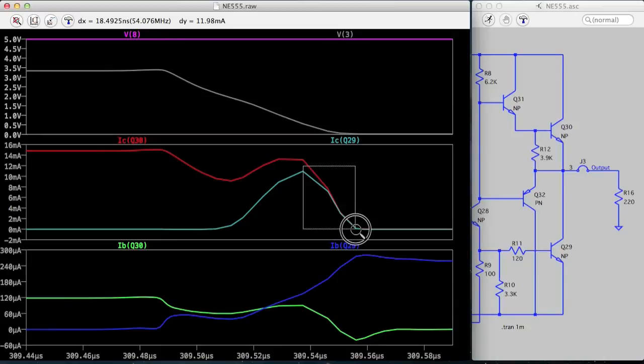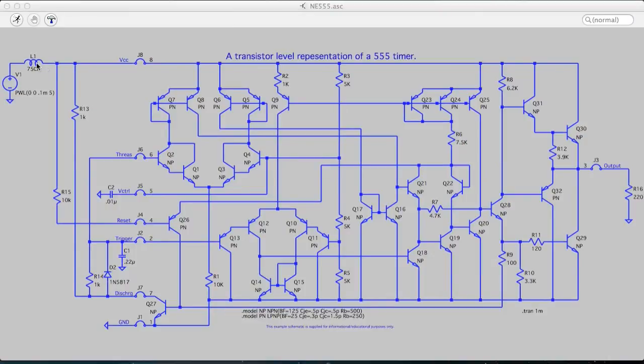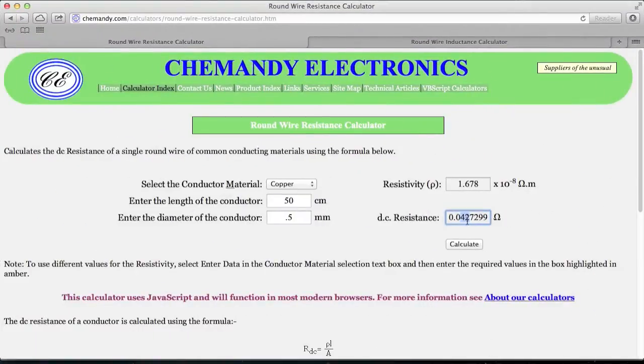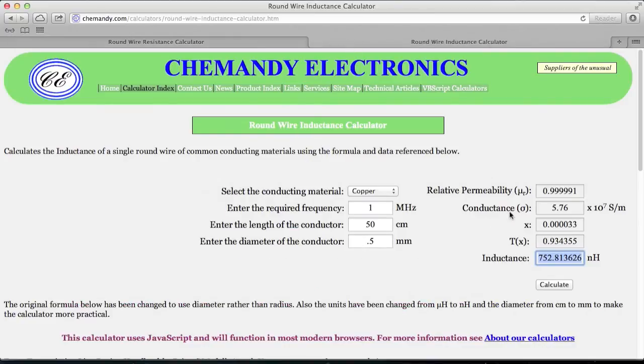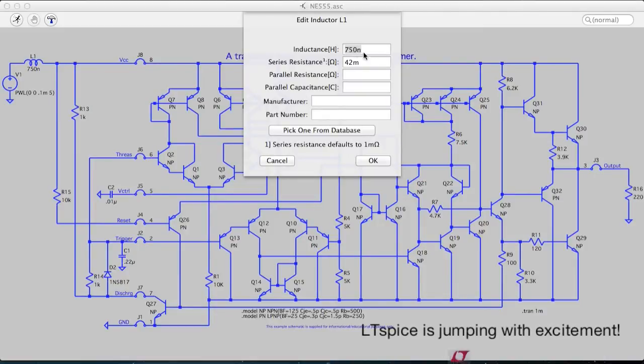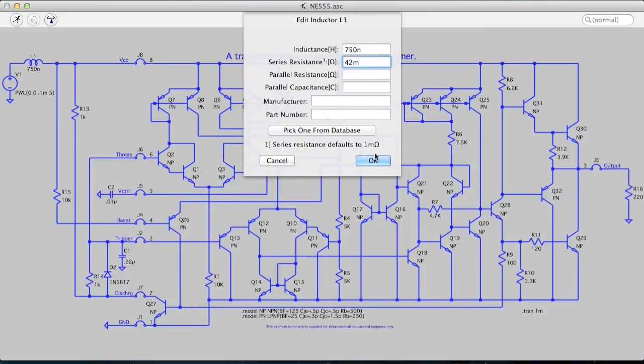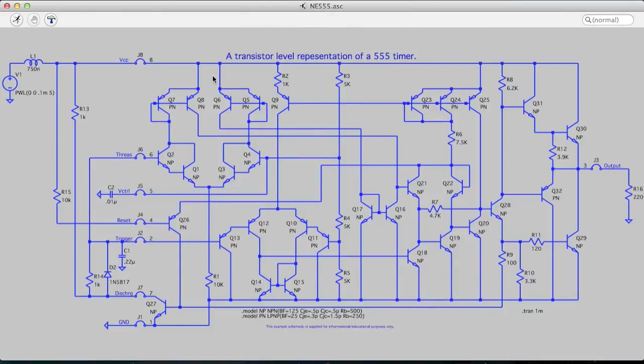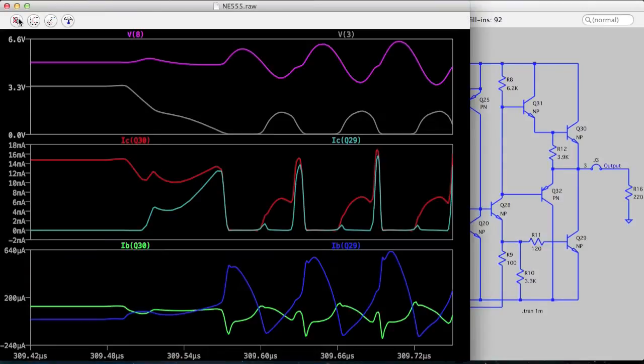So let's have a look at what this means when we add some inductance to our supply leads. I have now added an inductor between the power supply and our circuit, and I've calculated the resistance for a 50 centimeter wire of 0.5 millimeter copper, and also the inductance, and it's only about 750 nanohenry, but this is enough to make the 555 do weird things, as we will see when we hit run on the simulation.